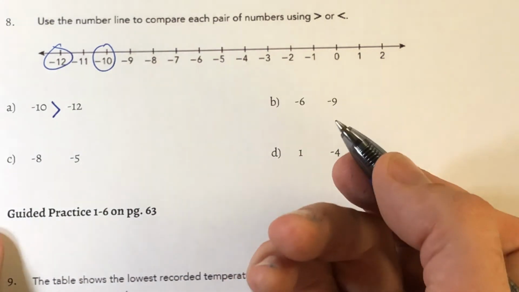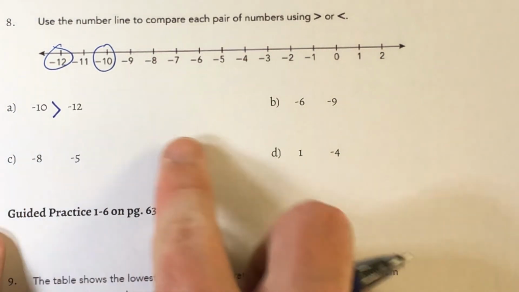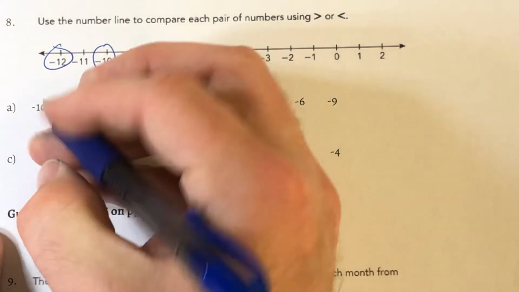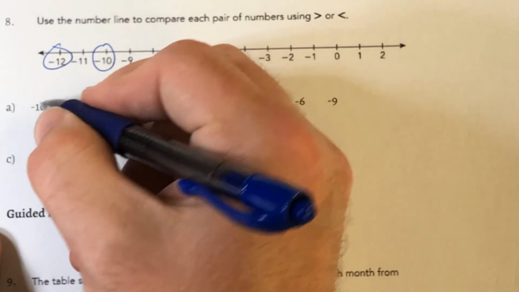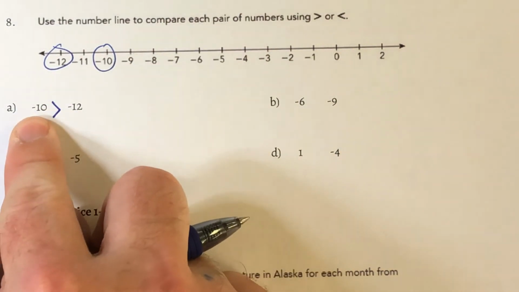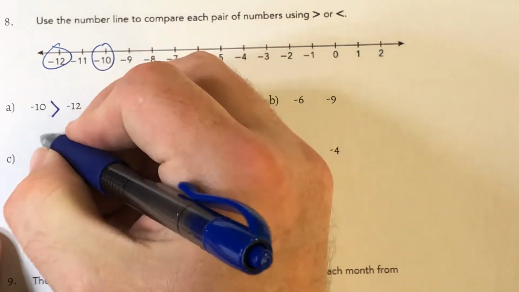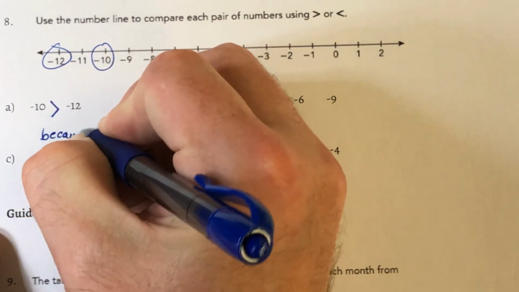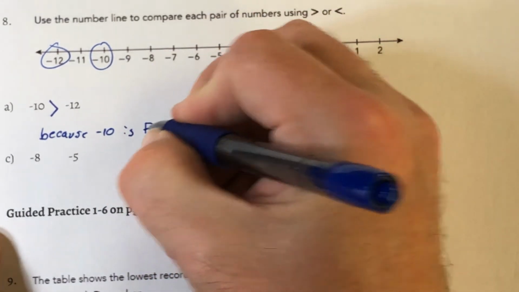Now, I'm going to explain on the notes. If this was a typical problem, you would be finished. There would be no explanation needed. But we're going to explain. Why is negative 10 larger? Because we're used to 10 being smaller than 12. But again, that's not 10. That's negative 10. It is because negative 10 is farther right on a number line.